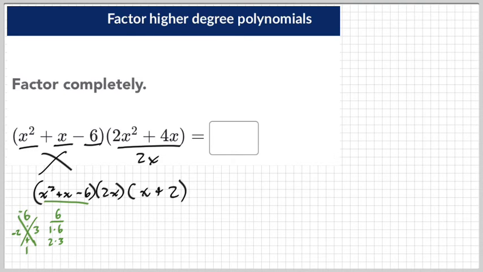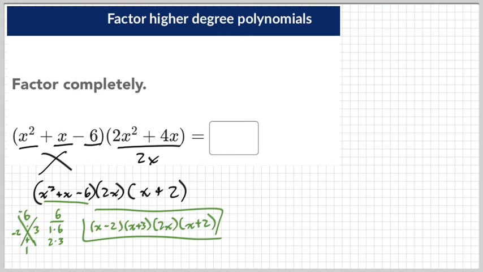And the way we do that is we write two binomials. One of them's going to say x minus 2. One of them's going to say x plus 3. And then we write the rest of our factors, 2x and then x plus 2. And we're done. This is completely factored. We have all the factors. Now, we can always test it, and we can always multiply everything back out to see if we get right back to where we were.